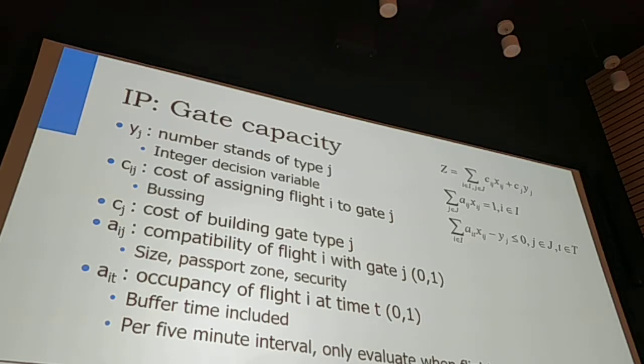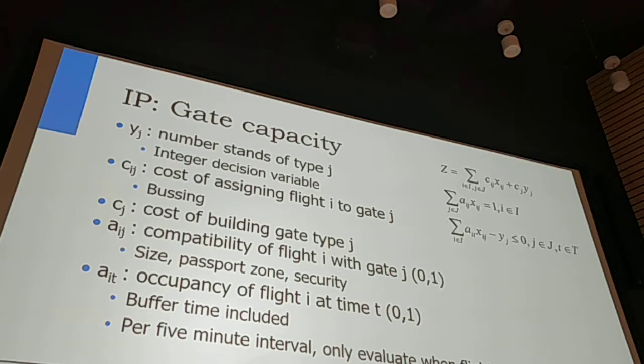Then there's AIJ, which in this case determines if a flight I is actually compatible with gate J. If it is, then it's a 1 and it's allowed, and if it's not, it's 0. That can be due to size, so you can't park an A380 at a stand for a 737-800. It can also be the passport zone, whether Schengen and non-Schengen match, but also security requirements, meaning certain aircraft are not parked at the gate. Occupancy of flight I at time T means the flight is there at a certain time. You add buffer time to that, and then it will get to that.